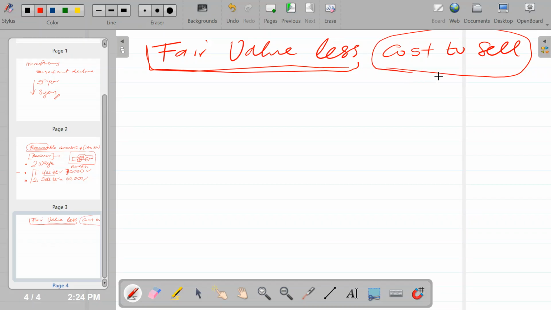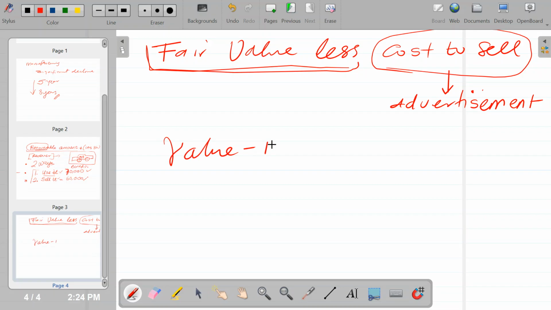If you want to sell an asset, sometimes you have to incur some cost, maybe advertisements. Maybe you are selling your property. You have to place it in the newspaper, or make sure people are aware of what you are selling. So you have to incur some incremental cost or some direct cost. So that is fair value less cost to sell, and then we have what we call value in use.